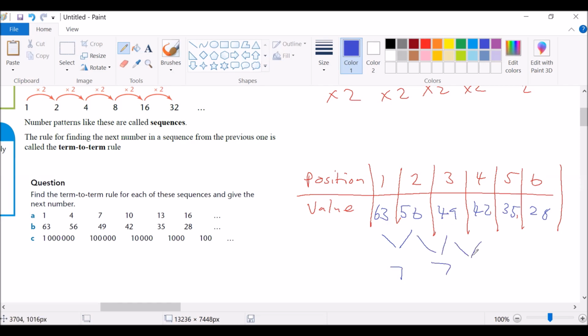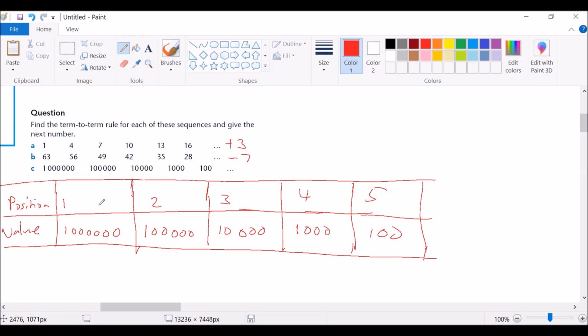49 minus 42, we get 7. 42 minus 35, we get 7. 35 minus 28, we get 7. So there's a constant number here that is being subtracted. We subtract 7. So the term-to-term rule for this sequence is minus 7.